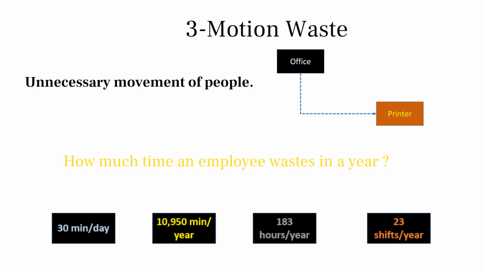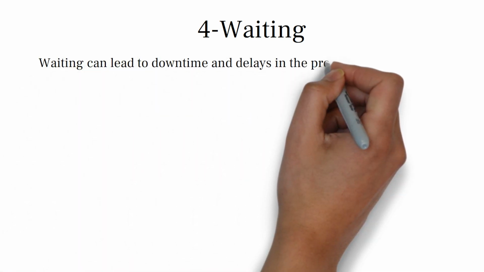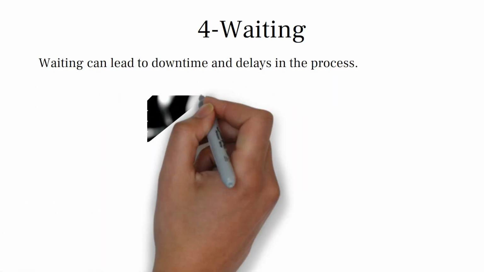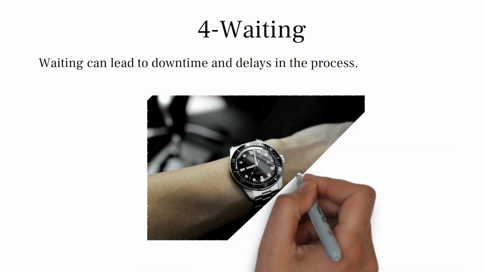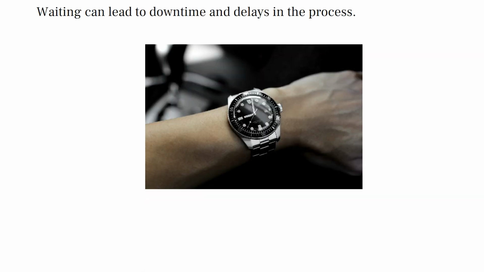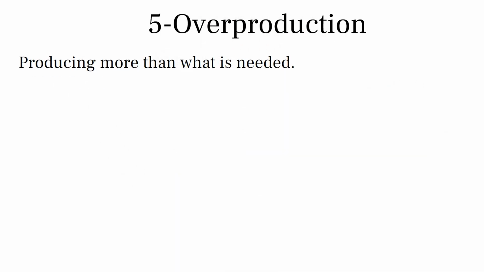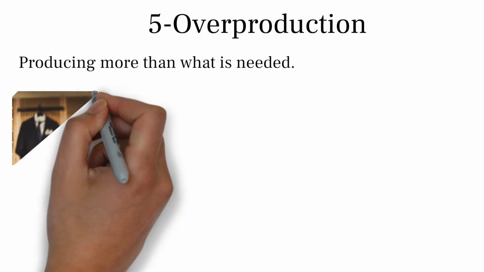By organizing workplaces and implementing better storage systems, we can reduce unnecessary motion and create a more efficient work environment. Waiting. Waiting for approvals, instructions, raw materials, or resources can lead to downtime and delays in the process. Overproduction. Producing more than what is needed.